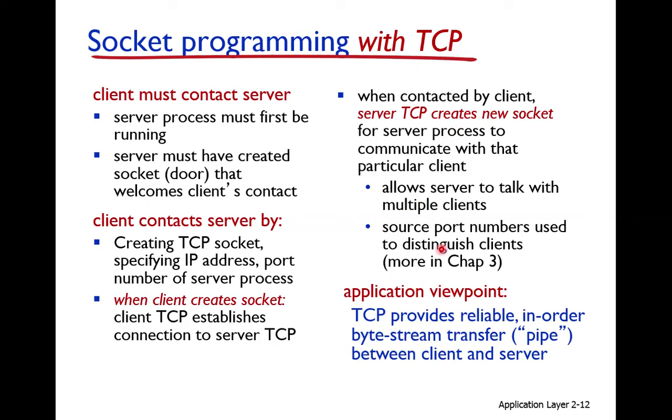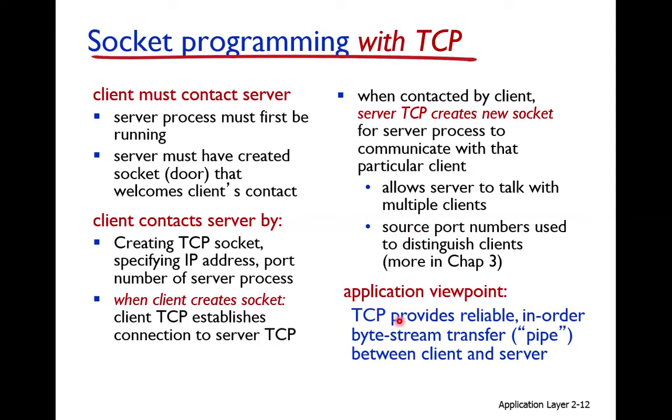The source port number is used to distinguish the client. When a new socket is created, a new port is opened at the server side. That port number is used to distinguish which client the data is for. We will also discuss it in the program as well.